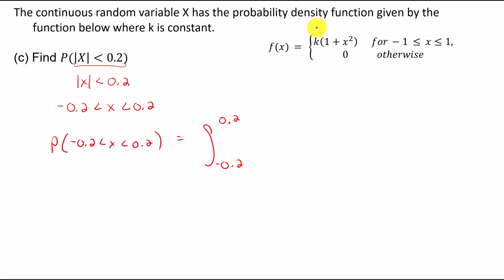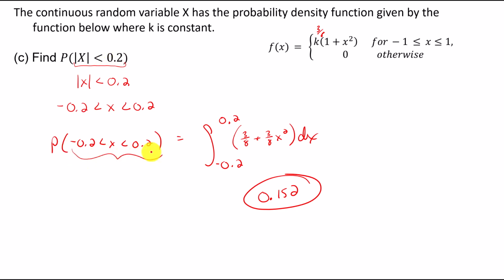f of x. And again, remember that k was 3/8. So if I distribute that, I get 3/8 plus 3/8 x squared dx. And then you just integrate this and you evaluate it. And when you do that, you get 0.152 as the probability that the absolute value of x is less than 0.2, which really means the probability that x is between negative 0.2 and 0.2.